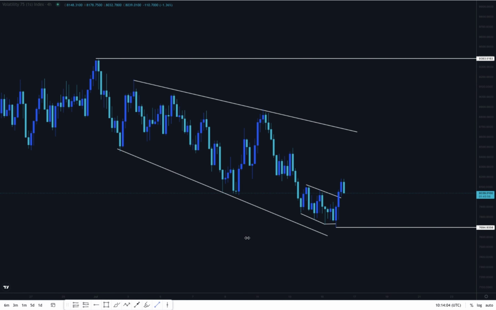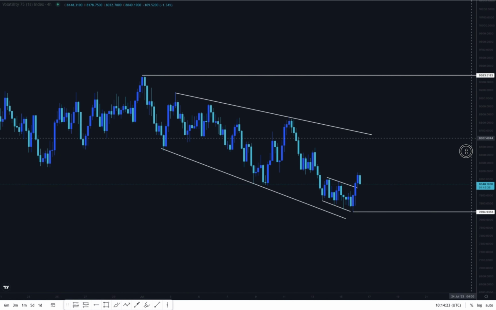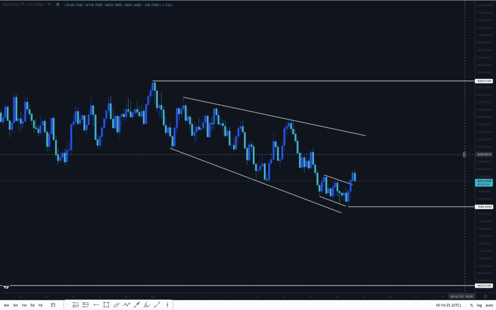It might become an expanding structure like so, and then continue the sell, and it might just give us a corrective move and then push to the upside to give us interaction with this minor swing point here.